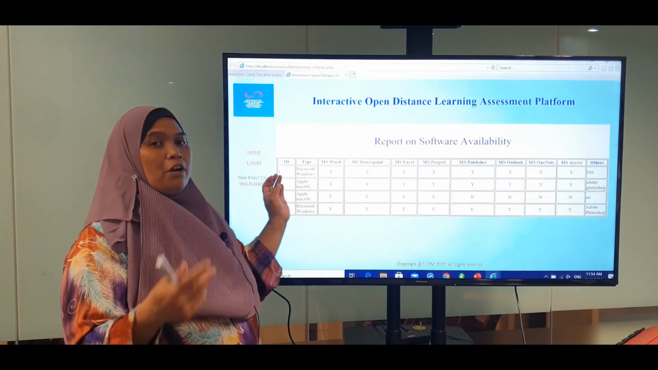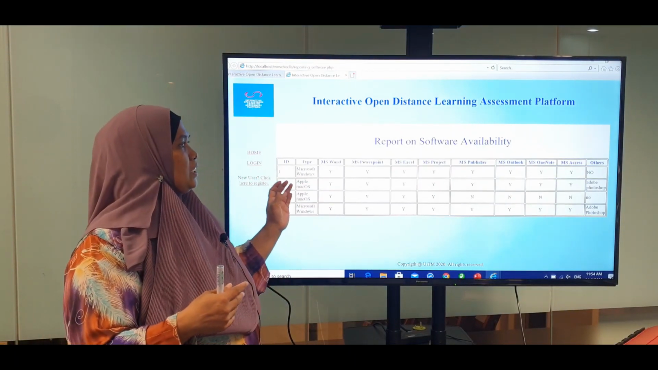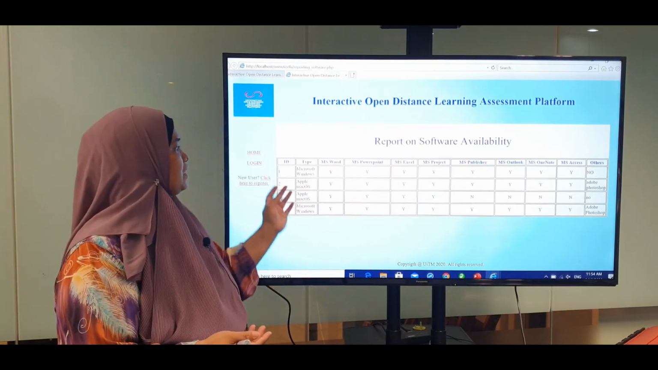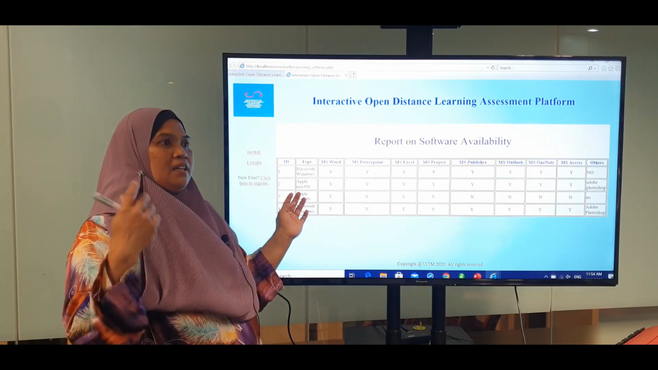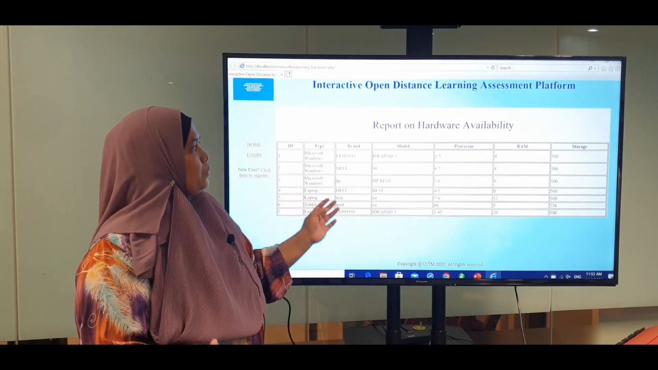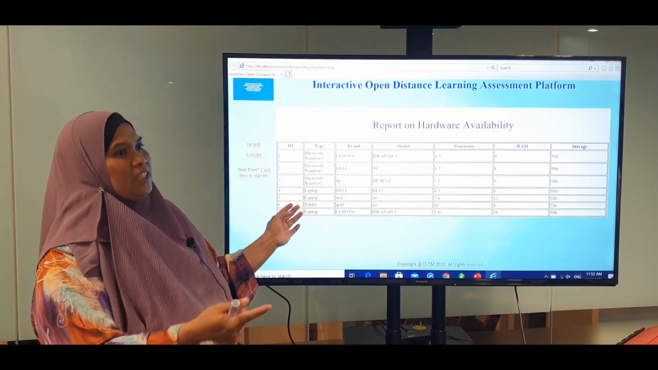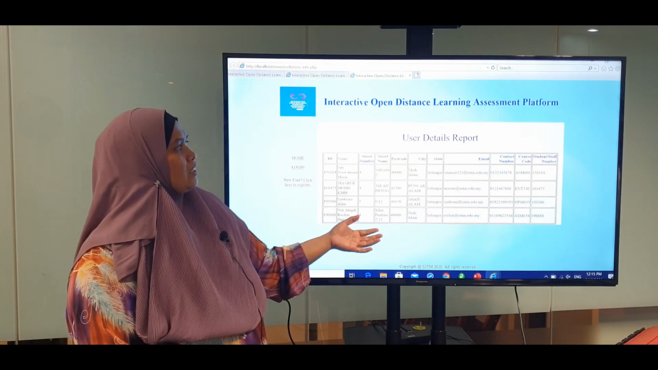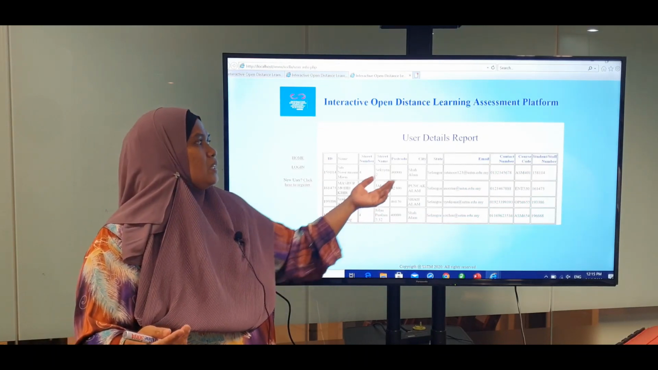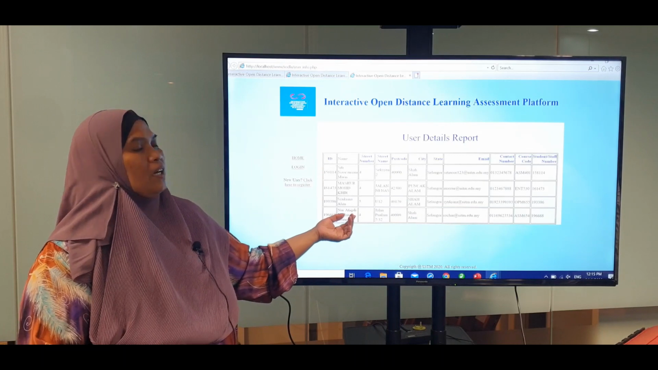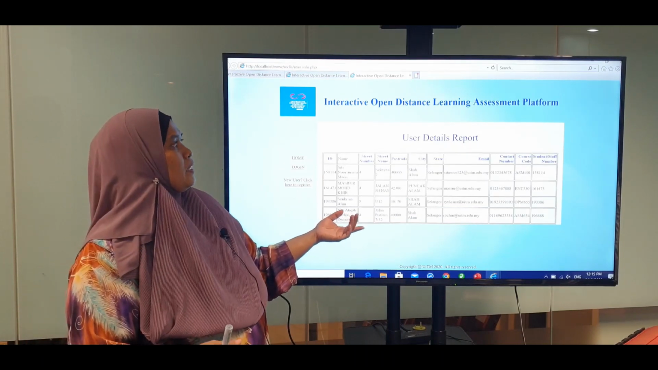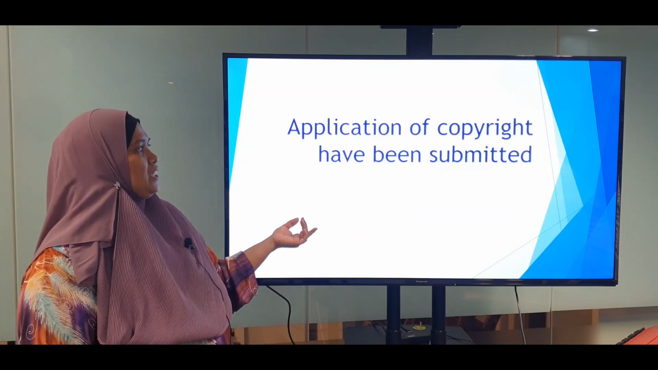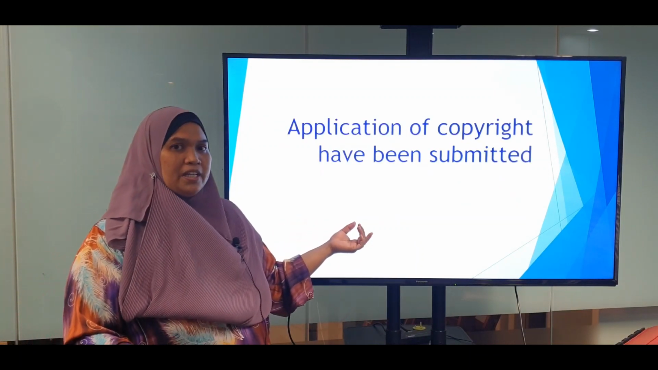The next part will be the reporting of the module 1 readiness level. The top management can use this to view the software availability amongst the users in their environment. Next, we have the hardware availability and the report on the network connections. The top management can also view the user details reports, of who have registered for the system.